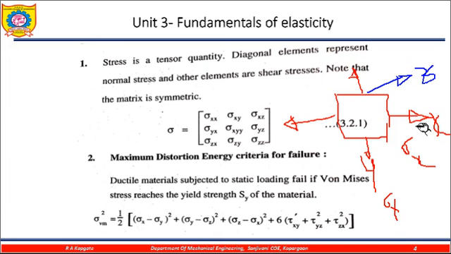Now because of this elongation, there is a possibility of distortion of this plate. So this distortion possibly looks like this. The plate is distorted like this. This is the distorted form of the plate.